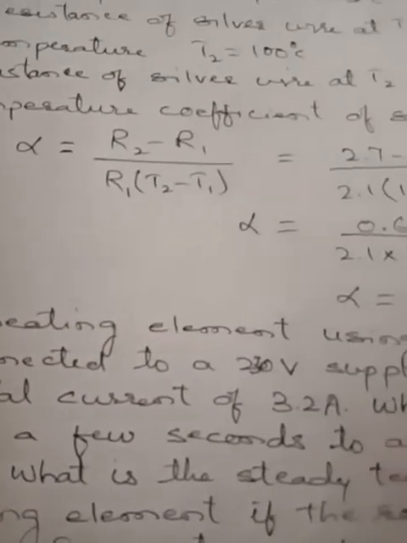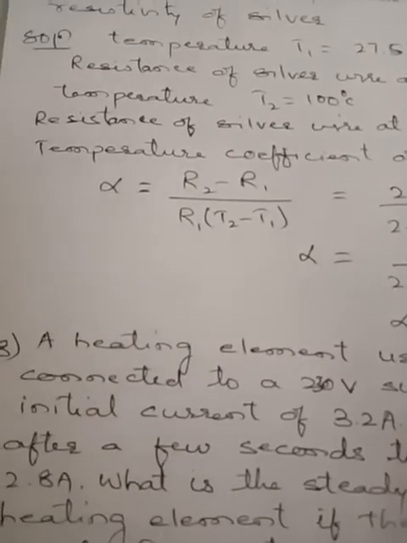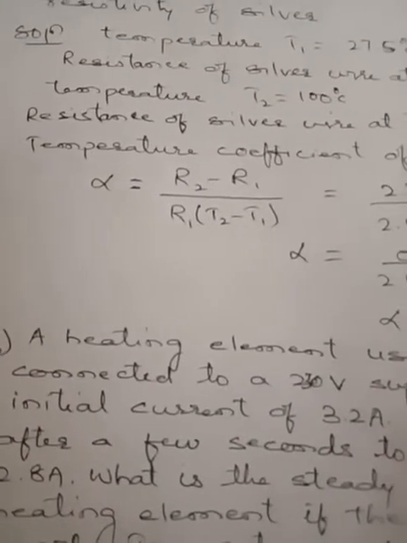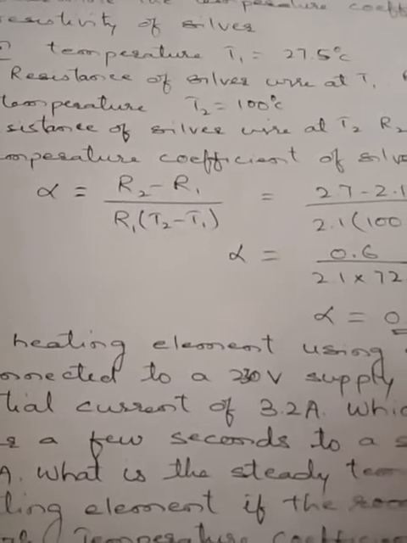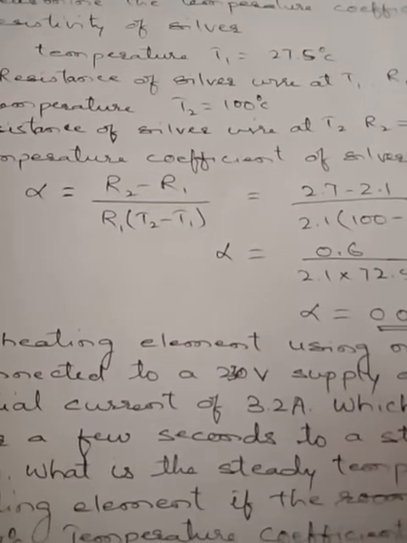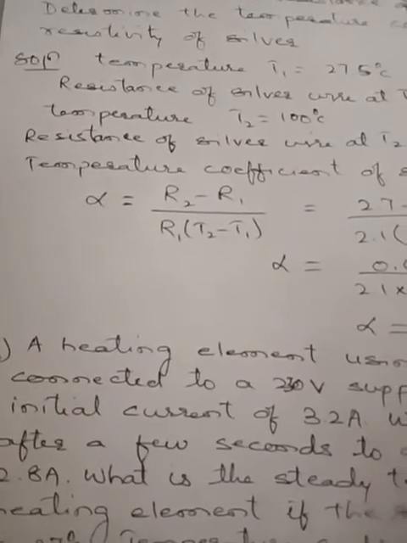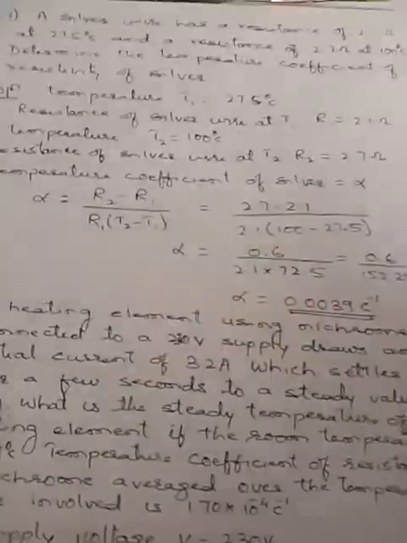after a few seconds. After drawing that, it will settle for a few seconds to a steady value of 2.8 ampere. So initially it will draw 3.2 ampere, and after a few seconds it will start drawing the steady current. So the current is how much? 2.8 ampere current, after a few seconds it will be drawing.